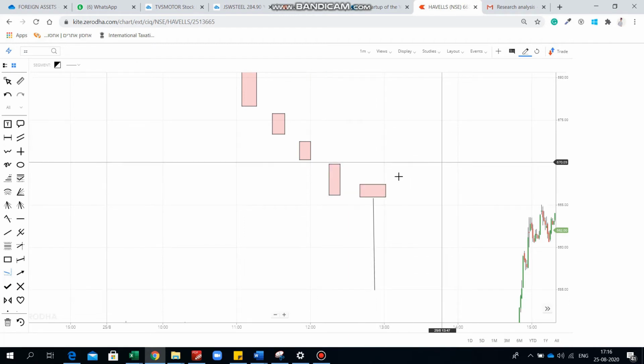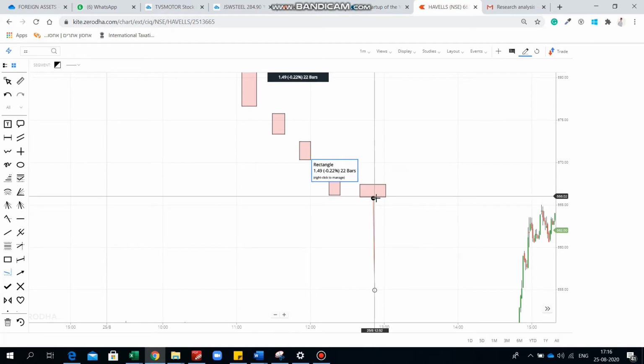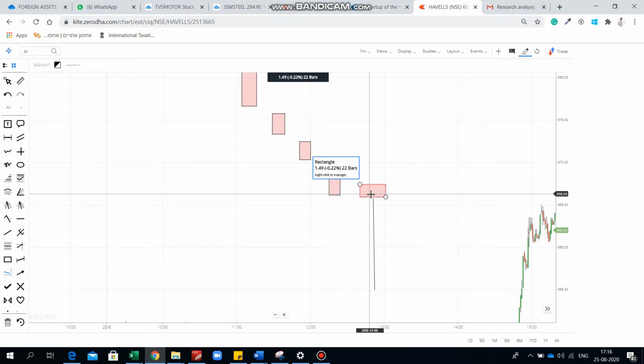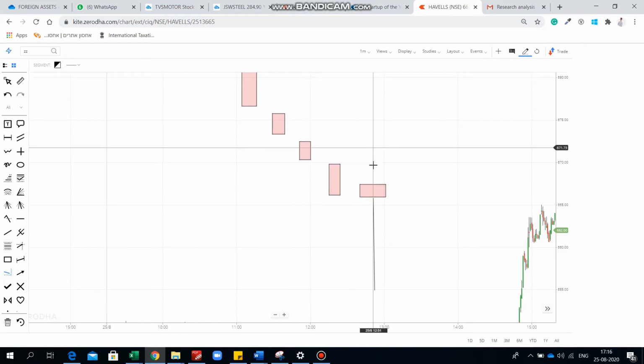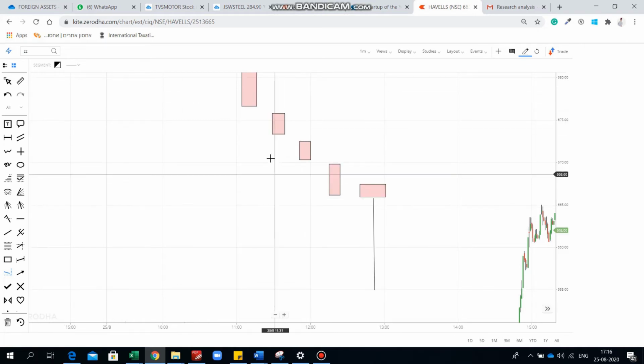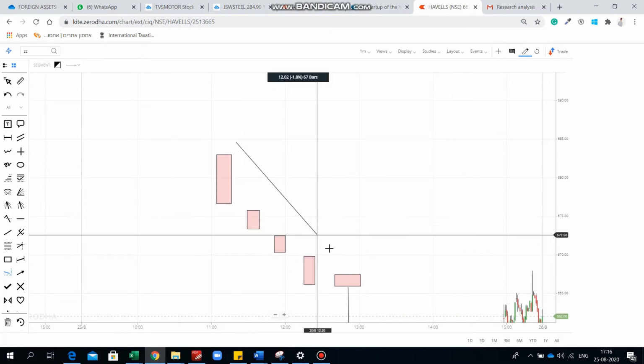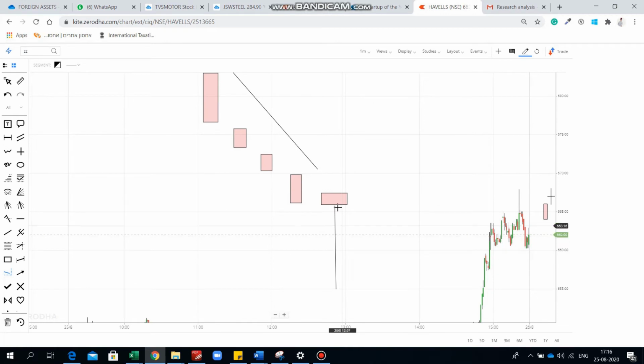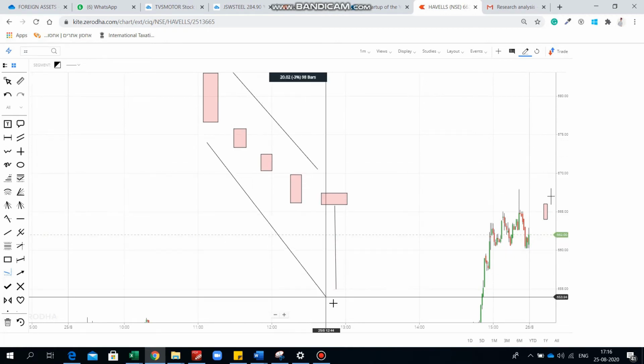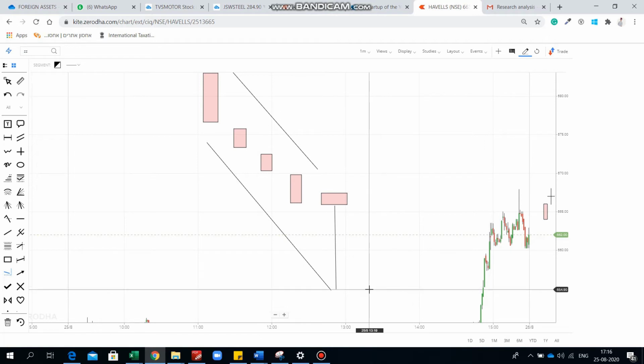This hammer candle can have a body of green color as well as red color. It doesn't matter at all what the color is over here. So what happened, the price was coming down like this, and it kept going down, but at this point of time there is a strong support. The prices are not going down because of some buyers, some factors which are pushing this price to go up once again.